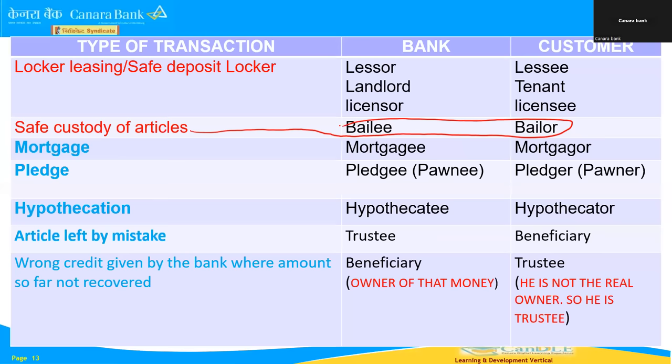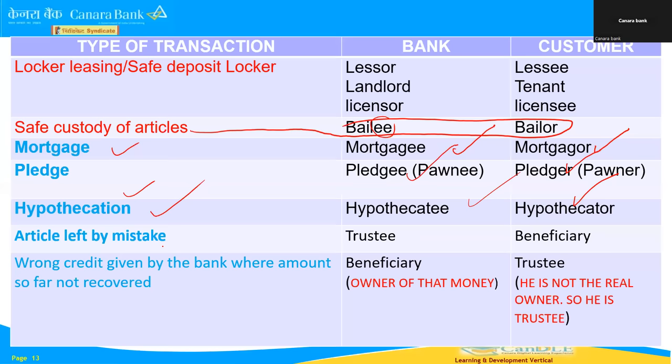Who is taking or collecting? Bailor, bailee. Customer is bailor. You are taking safe custody articles. You are a bailee. Now come to mortgage, pledge, hypothecation. Everything is same. Who is giving mortgage? Mortgagor, customer. Bank is mortgagee. Pledge. Customer is pledgor. Bank is a pledgee. Vehicle hypothecation. Vehicle is given by the owner, hypothecator. Bank is hypothecatee.